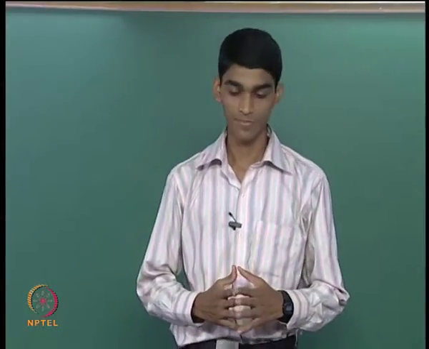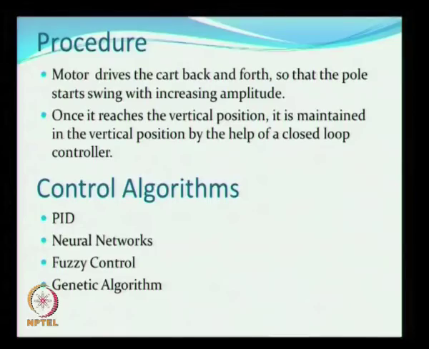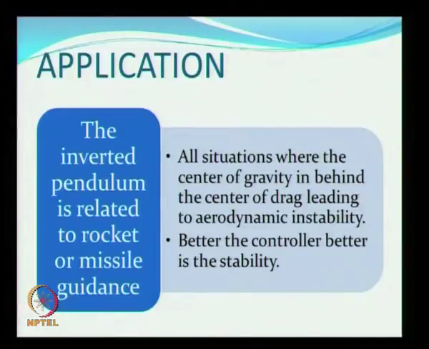The vertical position is basically unstable because the center of gravity is behind the center of drag. This is called aerodynamic instability. This inverted pendulum can be related to rocket and missile guidance. As we improve the controller, better stability can be attained.